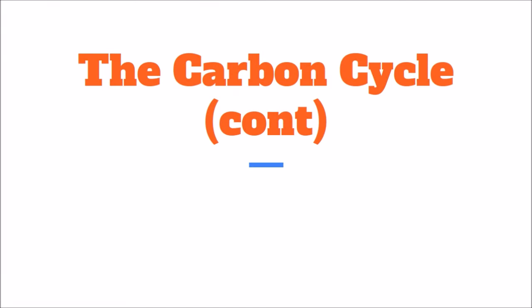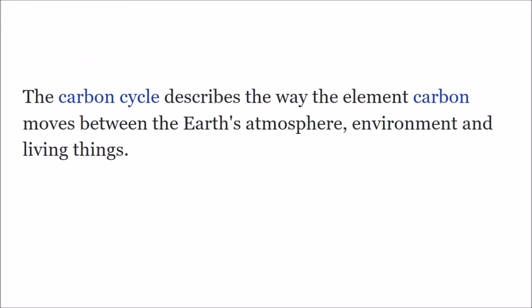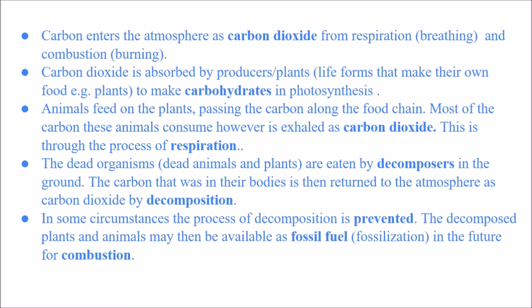Carbon cycle continued. The carbon cycle describes the way the element carbon moves between the Earth's atmosphere, environment, and living things. The pathway of carbon: carbon enters the atmosphere as carbon dioxide from respiration and combustion.